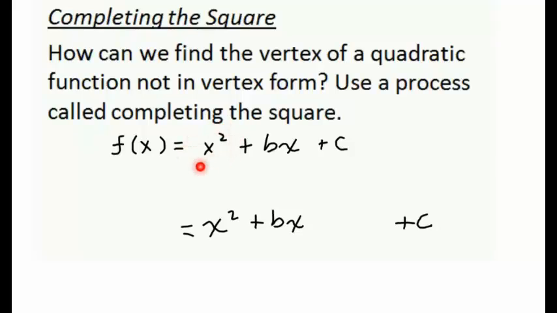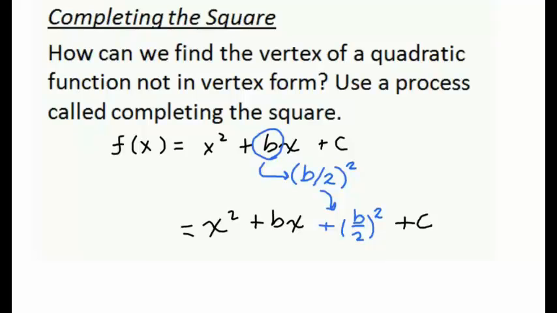Provided that the coefficient of the x squared term is 1, we look over to the coefficient in front of our x term. We take this number, we divide it in half, and we square it. And we're going to add that new term that we've created to our expression. So I'm going to add b over 2 squared, like this. b over 2 squared is going to be some number.